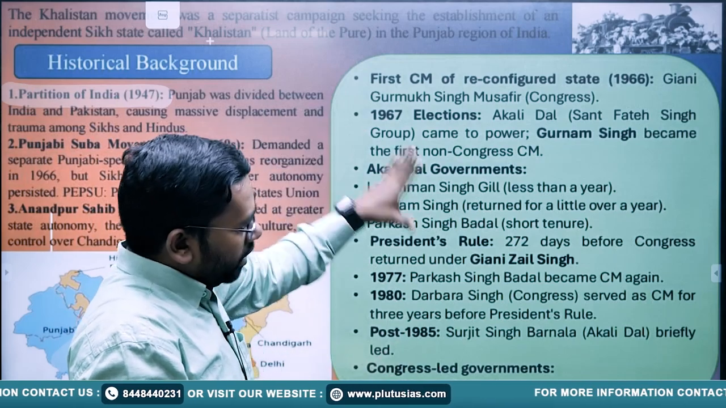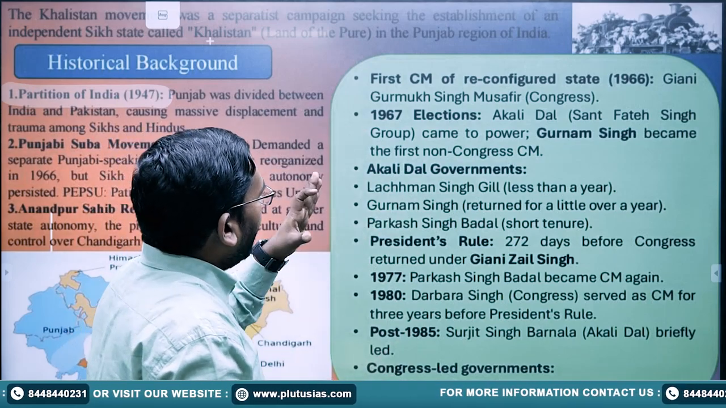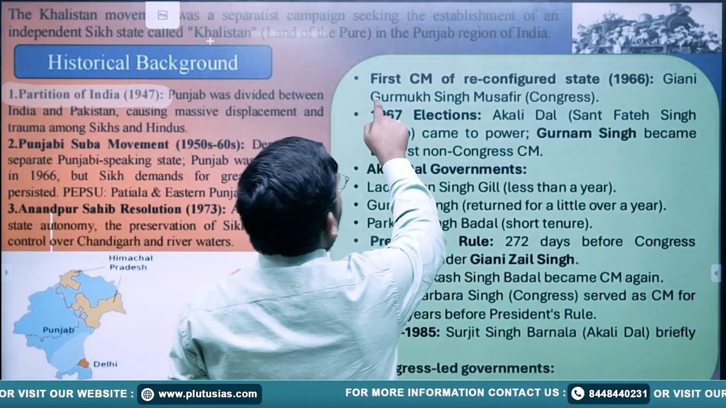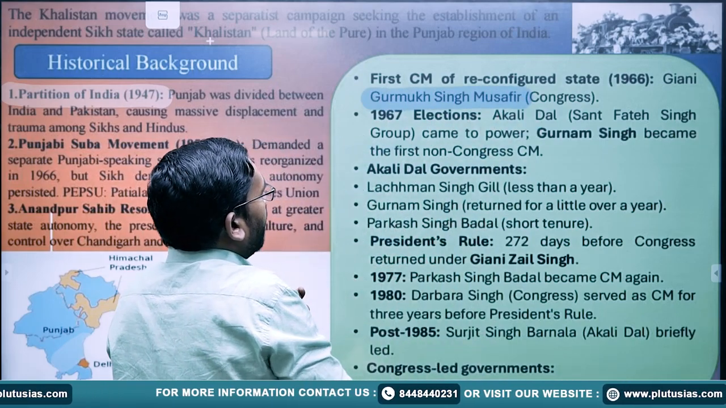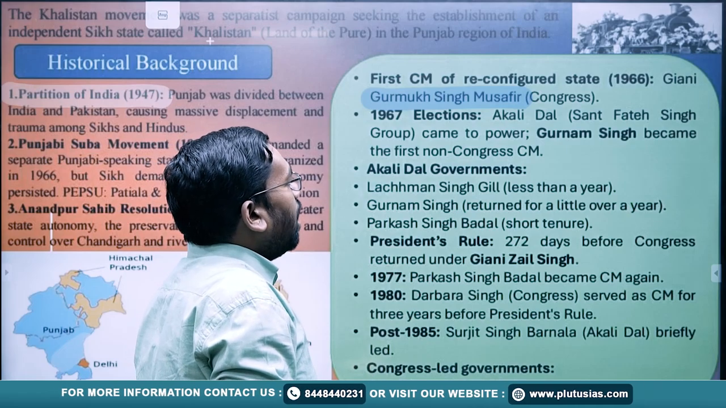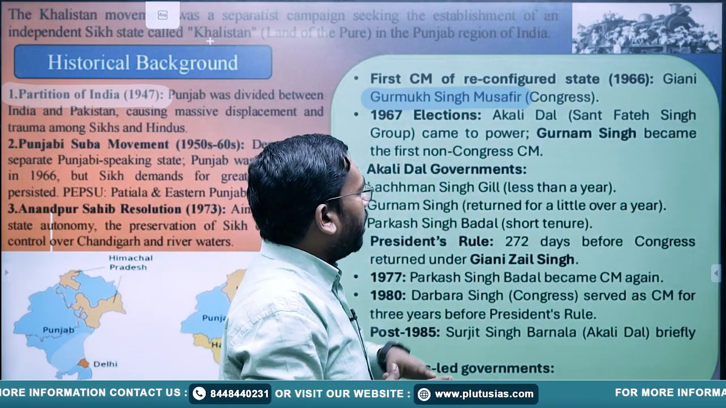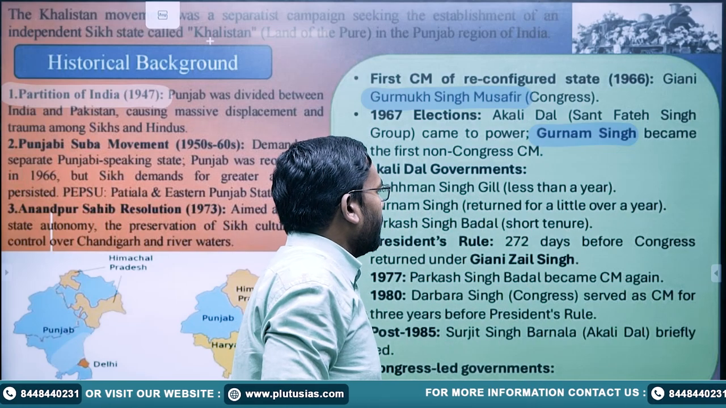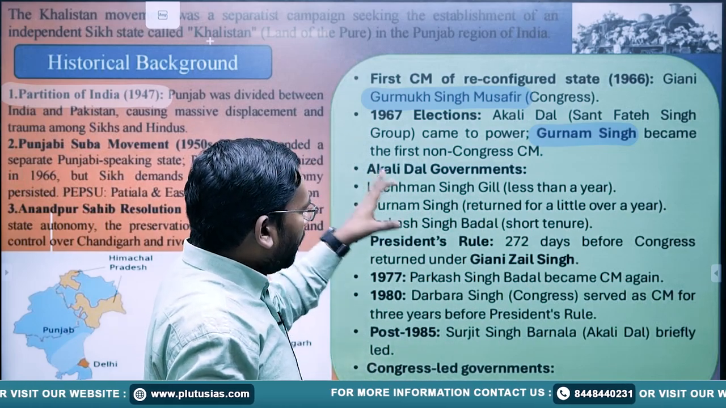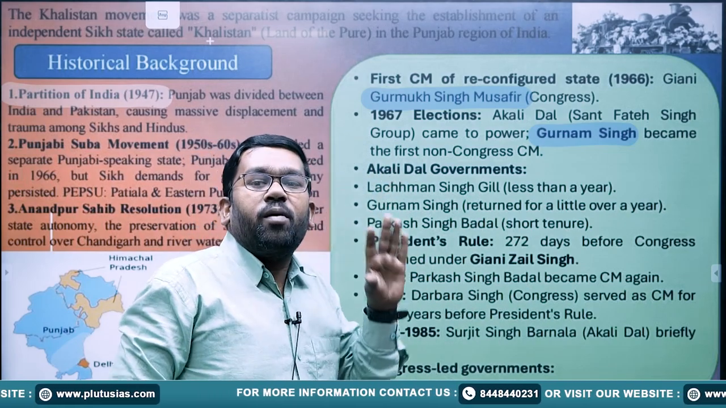You know that when India became independent, Giani Gurmukh Singh Musafir was the first CM of Punjab. He is from the Congress party. In the 1967 election, Akali Dal formed the government and Gurnam Singh became the first non-Congress CM in Punjab. But do you know, Akali Dal people had ruled, but this government was unstable.